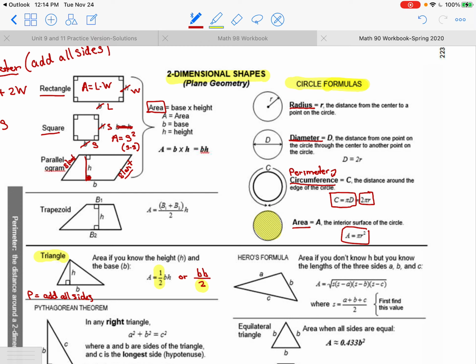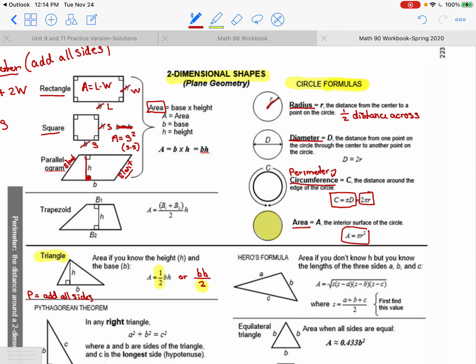So let's go up and talk a teeny bit more about this idea of radius and diameter. Well, the radius is the distance from the center to a point on the circle. So go to the center and you can go to any point, right? Doesn't matter where. That would be our radius. That's basically half the distance. This is half the distance across the circle.